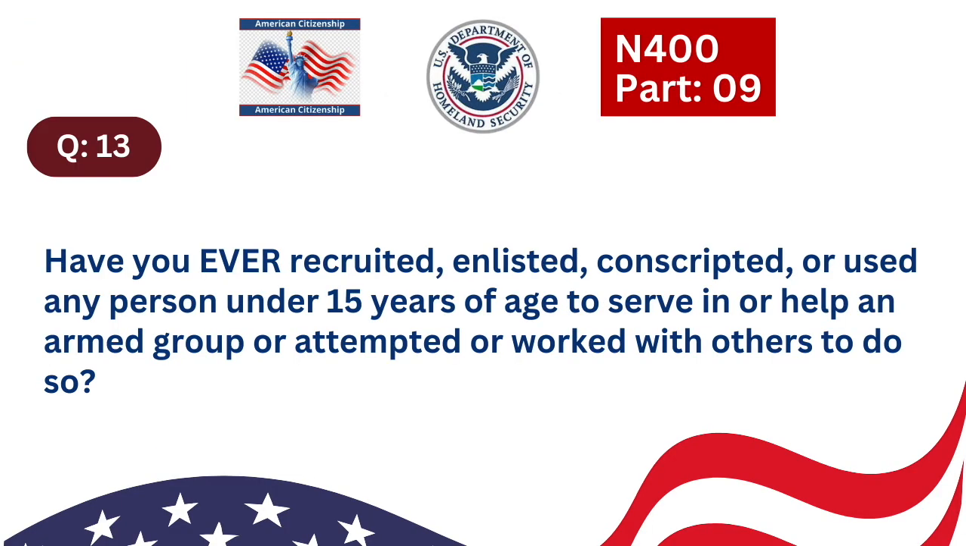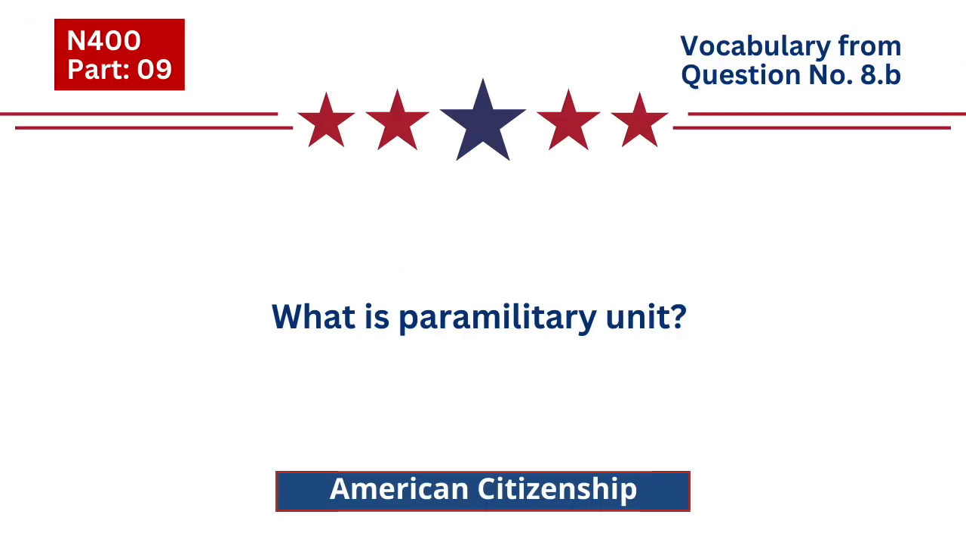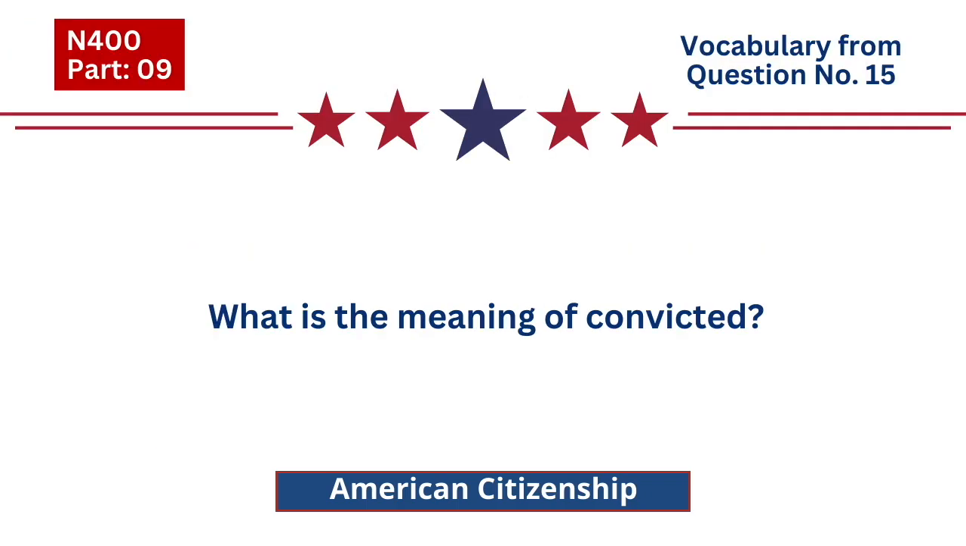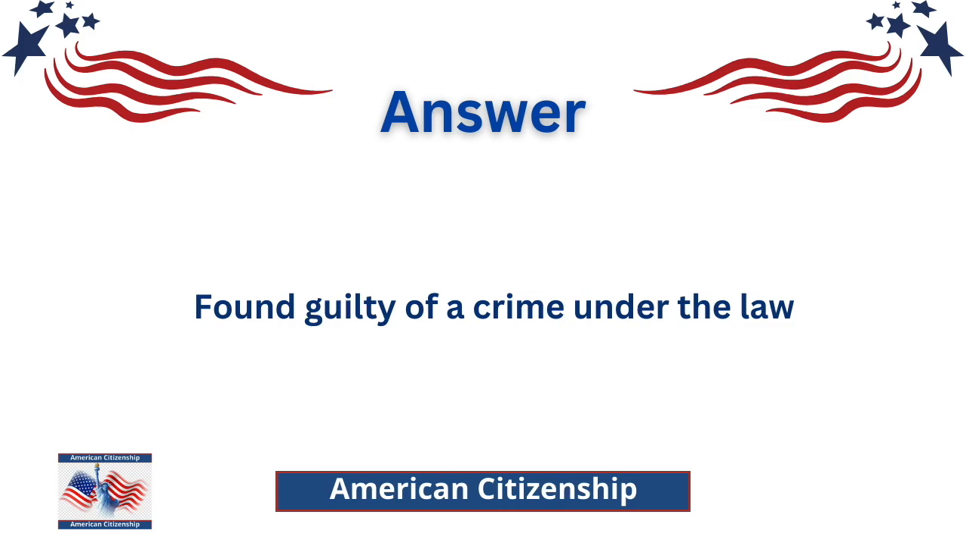Have you ever recruited, enlisted, conscripted, or used any person under 15 years of age to serve in, or help an armed group, or attempted, or worked with others to do so? No. What is paramilitary unit? A group that acts like the military but is not official. What is the meaning of convicted? Found guilty of a crime under the law.